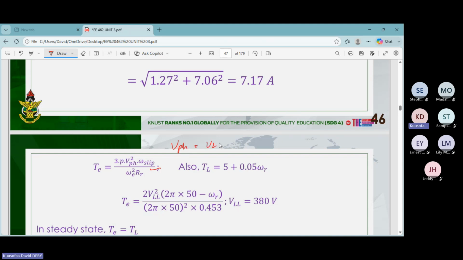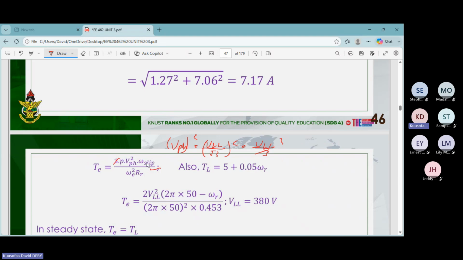V line over root 3. So if you square this and also square this, you're going to get V line squared over 3. So when you substitute here, you see that this 3 cancels this 3, and P is 2 already. So you just put 2 there. That is what he has done.